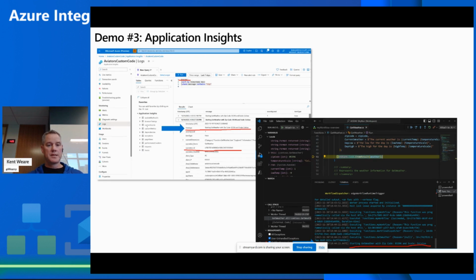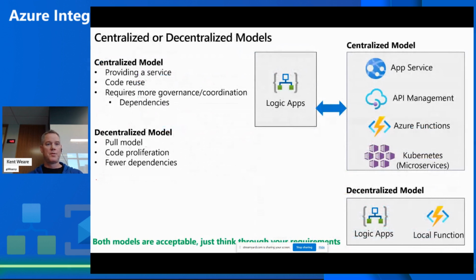Now, the next thing, and this is where we start to get into the surprise, so one more slide. I think the question becomes, when should I use this versus when should I use some sort of external coding paradigm? I think it really comes down to the requirements that you have. I look at this in two ways. You've got a centralized model, which has pros and cons, and you've got a decentralized model, which also has pros and cons.